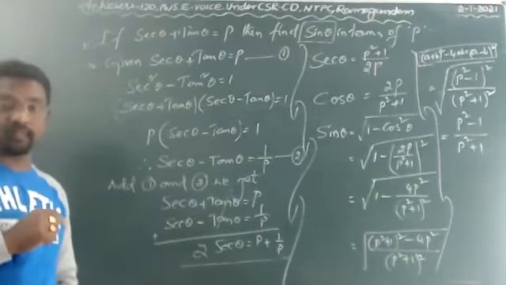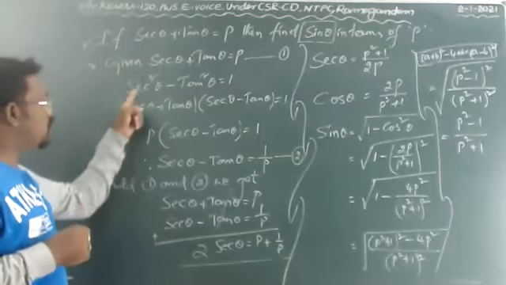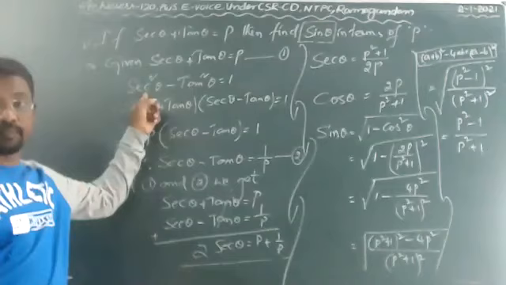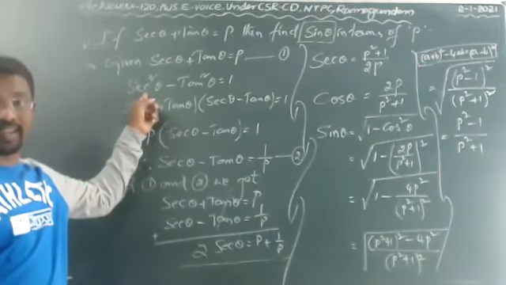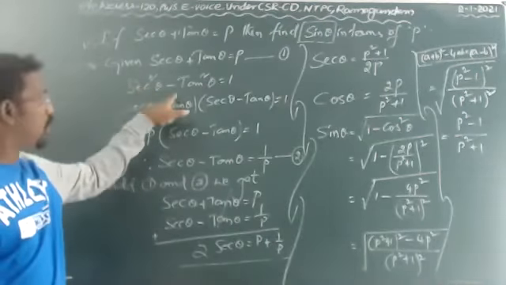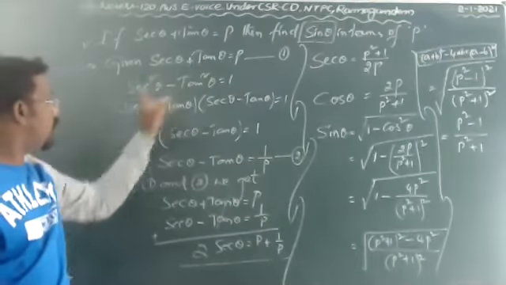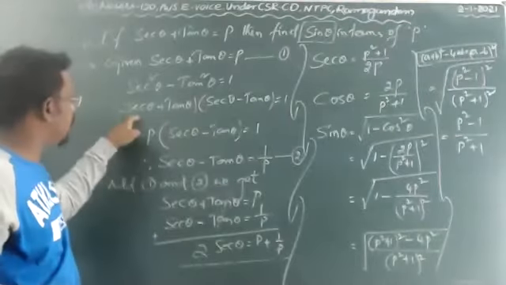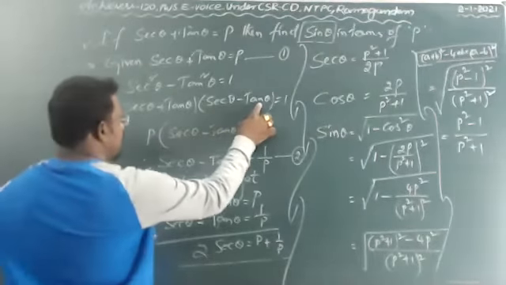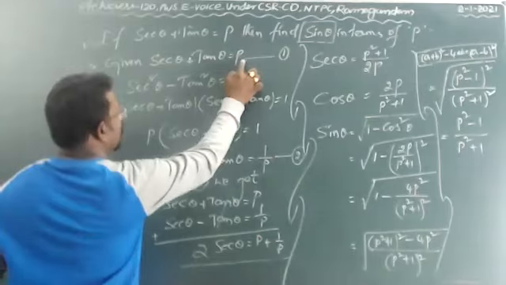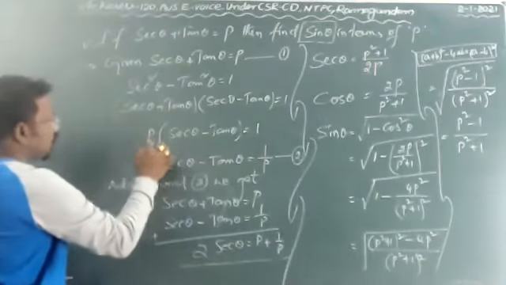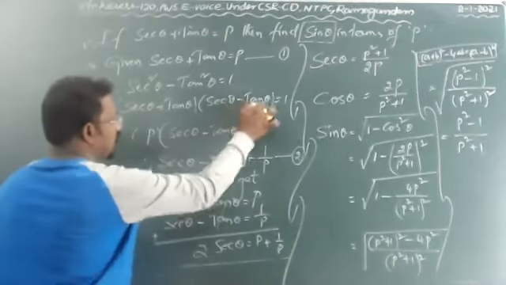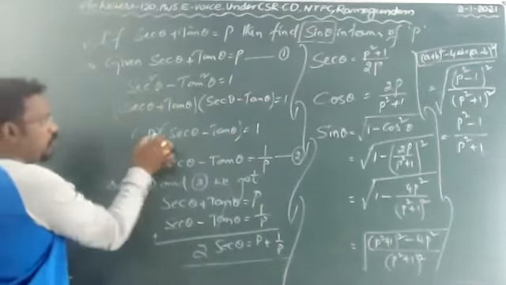We have an identity, the second identity: secant square theta minus tan square theta is equal to 1. This is in the form of a square minus b square. A square minus b square is a plus b into a minus b. So I write secant theta plus tan theta, secant theta minus tan theta. We have this value already given. What is this value? P. So write down here p, you can take brackets. And as it is, secant theta minus tan theta. Because we know this one, we wrote p, 1.